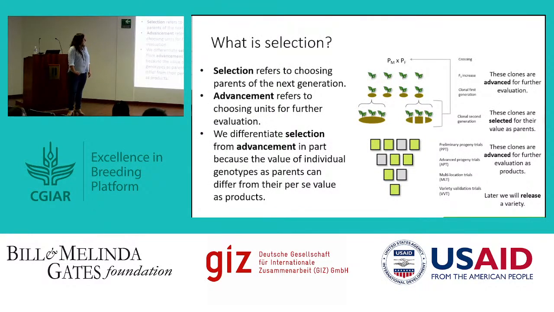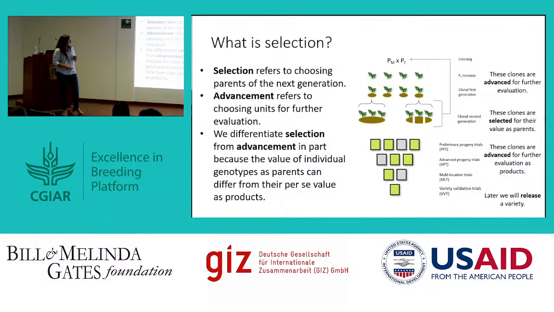So again, the practical question we want to address is how to select well. So let's start by asking, what is selection? Selection refers to choosing parents of the next generation. I would like it if we could differentiate selection from advancement, okay? Advancement is going to refer to choosing units for further evaluation. We advance them to the next stage of the breeding pipeline. But I think in casual speech, we sometimes call that selection. But I would prefer that we really reserve selection for talking about choosing the parents.